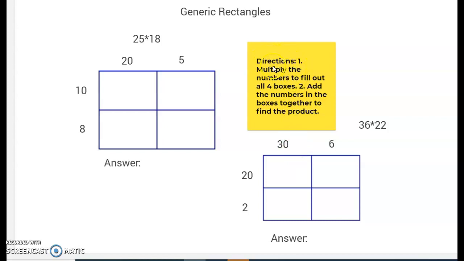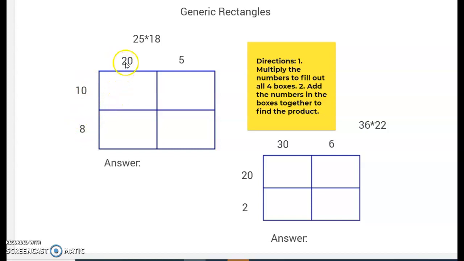The directions say 1, multiply the numbers to fill out all 4 boxes, and then add the numbers in the boxes together to find the product. The product is the answer to the multiplication problem. So this one, we are multiplying 25 times 18. So in our tens, we have 20, and in our ones column, we have 5. So this would be 20, this would be 5. For 18, 1 is in our tens column, 8 is in our ones column, 18.